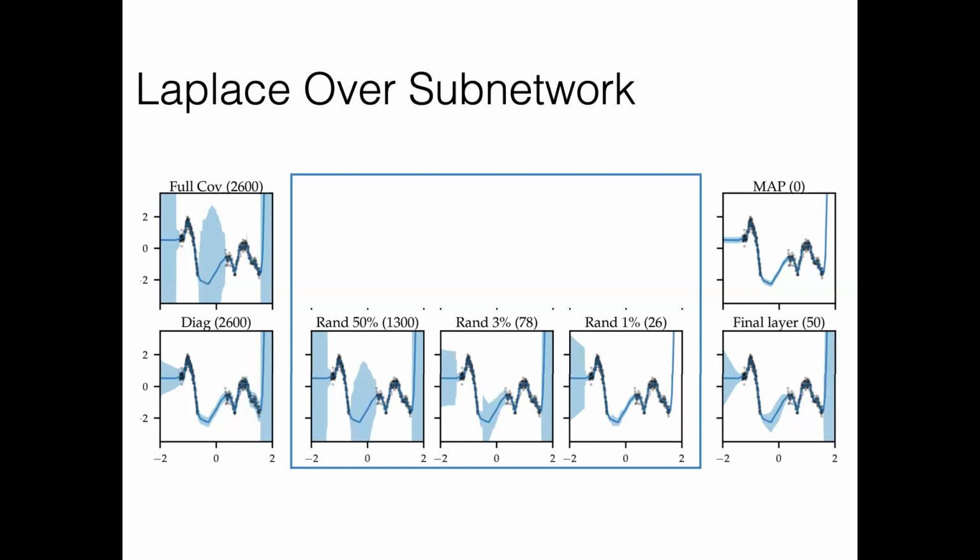And you might say, well, maybe I can just pick a random subset of the weights. So if you just pick a random 50% of the weights and do the Laplace approximation there, that's a pretty good inductive bias. And so you get something that looks quite like this. But that still could be kind of too expensive for a lot of modern neural networks. And so maybe you can go down to like 1% of the weights, but you lose a lot of the uncertainty in the middle there.